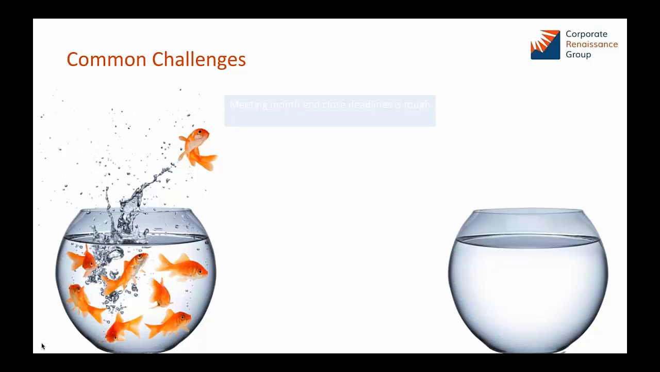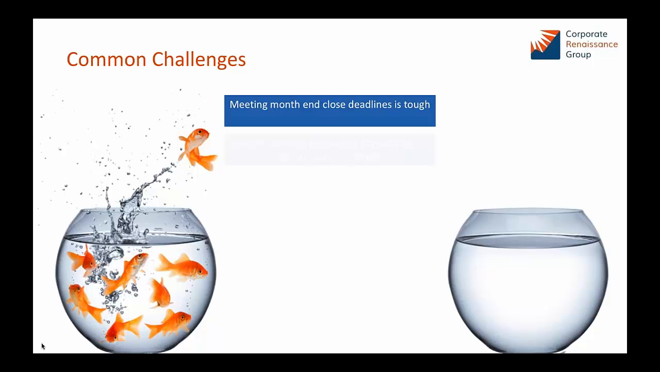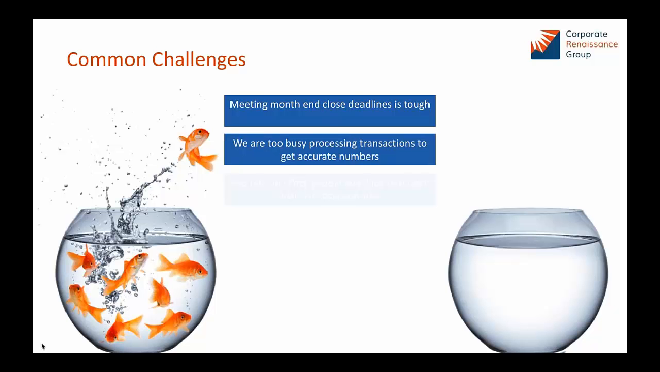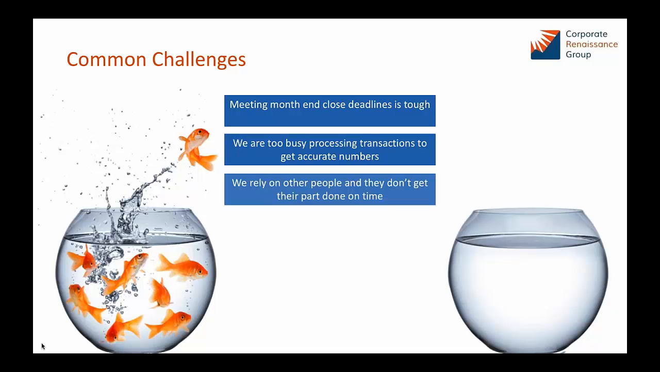Some of the common challenges we see out there with month-end. Meeting month-end close deadlines is tough. We've got aggressive deadlines, and we just never seem to be able to meet them. We're too busy processing transactions to get accurate numbers. Hear this one all the time. There's lots of business reasons why, but it just seems to be we're caught up processing and just don't have the time to run through the process.